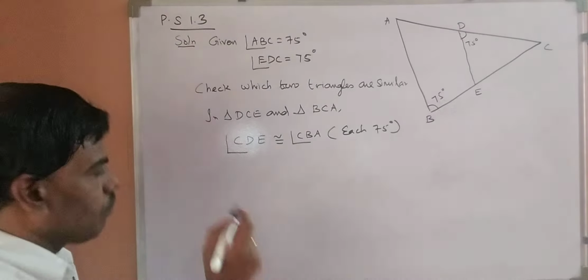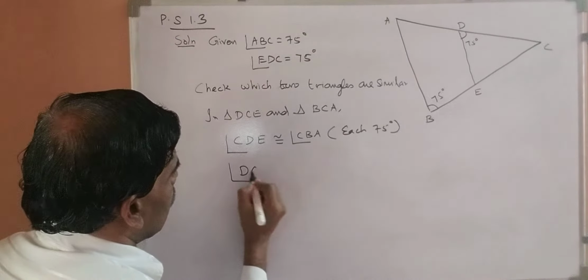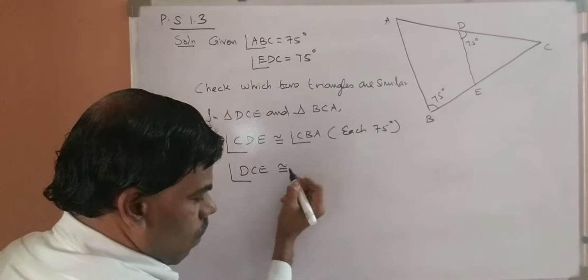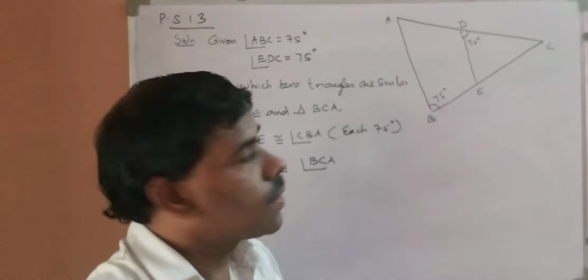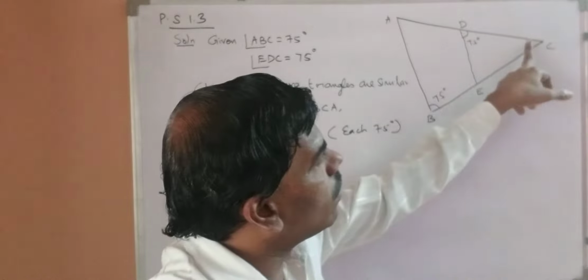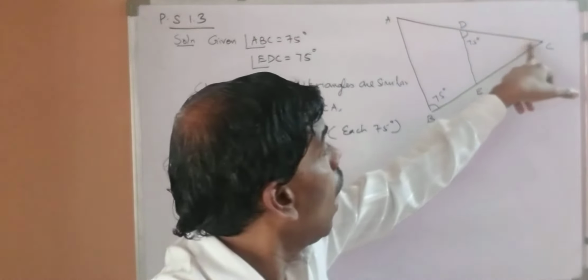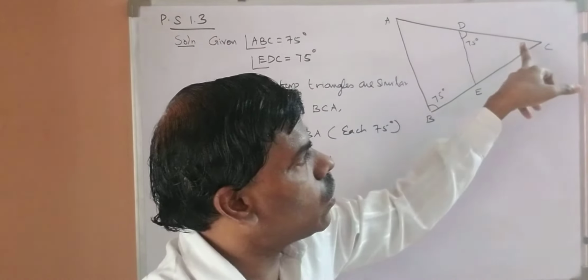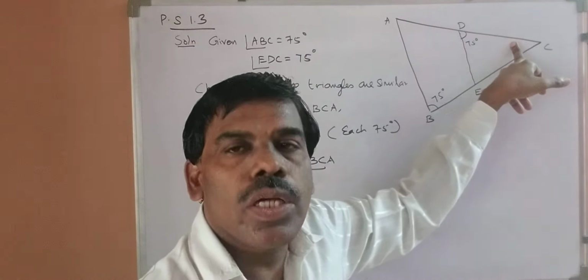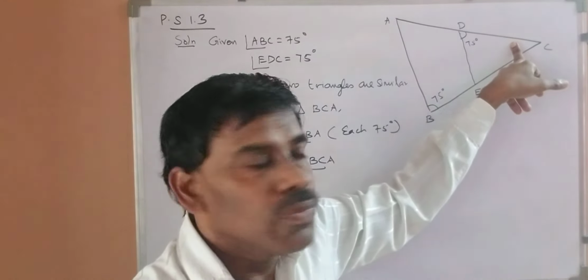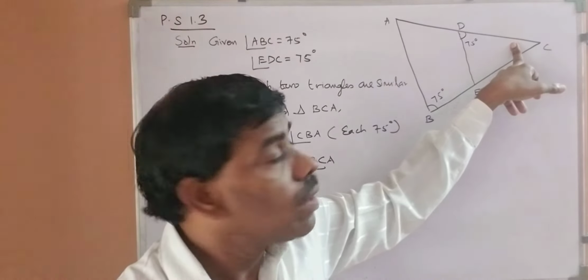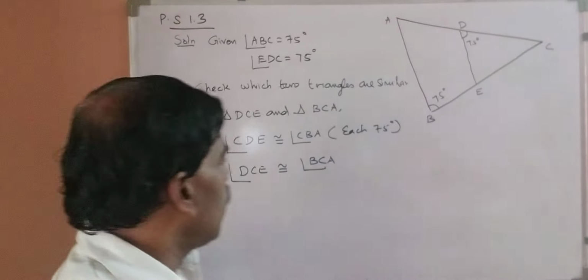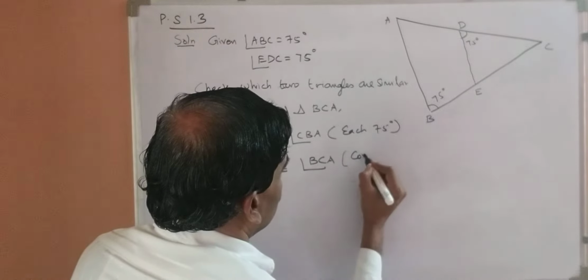Now again, angle DCE is congruent to angle BCA. Now look at this. In this triangle C is an angle, and again in this triangle also C is an angle. That means it is a common angle. So since this angle is common to both the triangles, they are congruent. So, common angle.